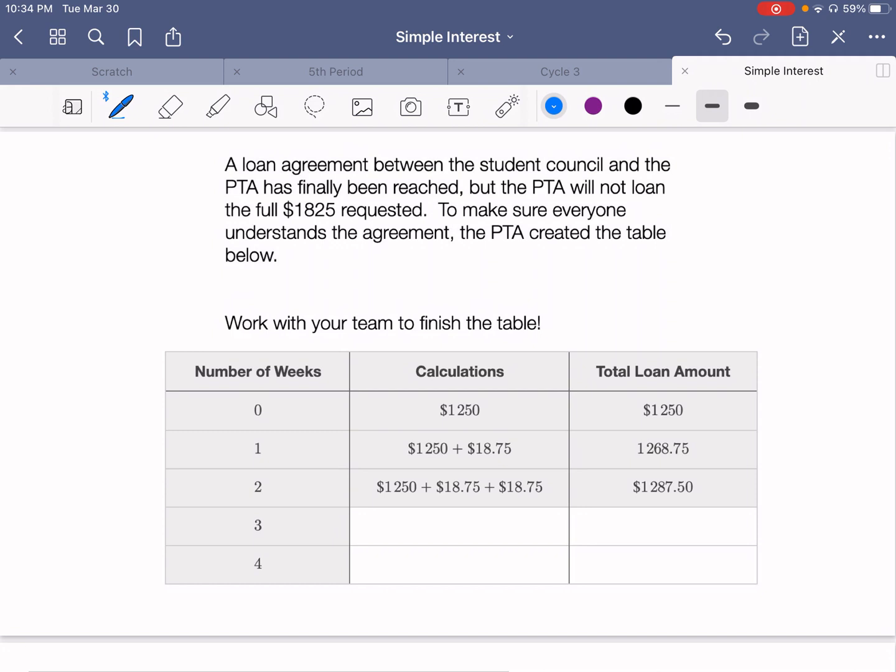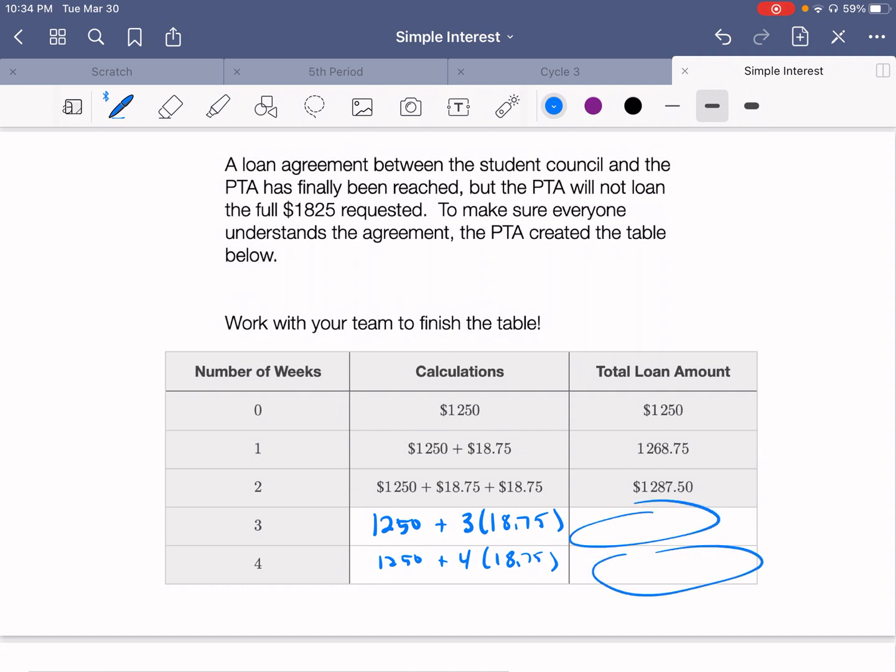To make sure everyone understands the agreement, the PTA created the table below. Work with your team to finish the table. I am going to do this the lazy way. Instead of writing 18.75 3 times, I'm just going to multiply it by 3. And down here, I'm going to multiply it by 4. I'm going to be so lazy that I'm going to leave these for you guys to figure out.